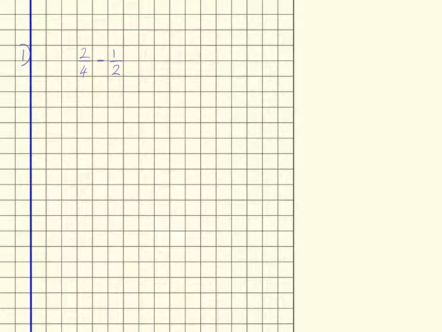So again, we're looking for those common denominators. So we've got 4 and 2. So let's write those down. So we've got 4, 8, 12, 2, 4. Now what's interesting here is that because the common denominator is 4, it means that I won't need to change this fraction at all because it can stay as quarters.